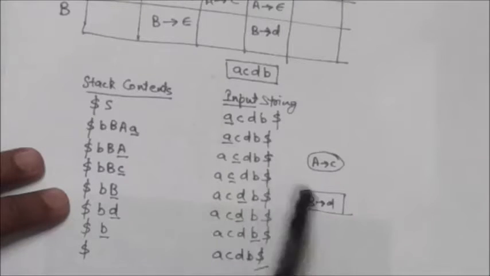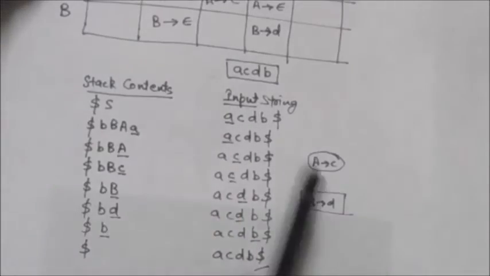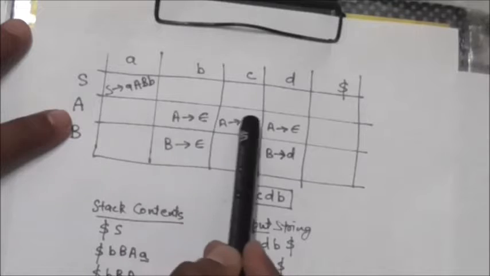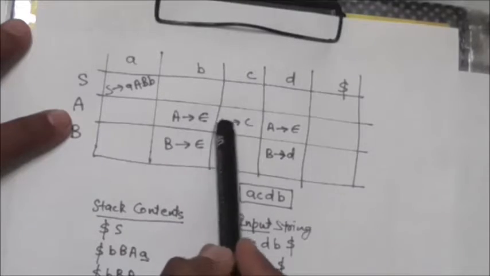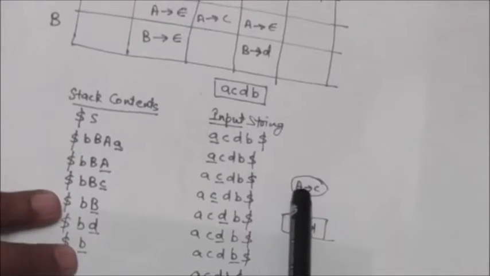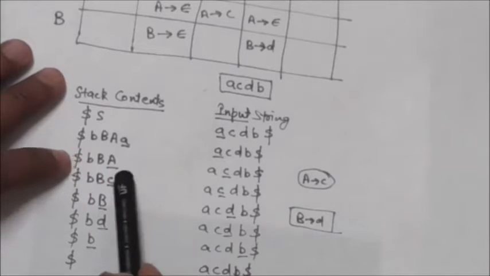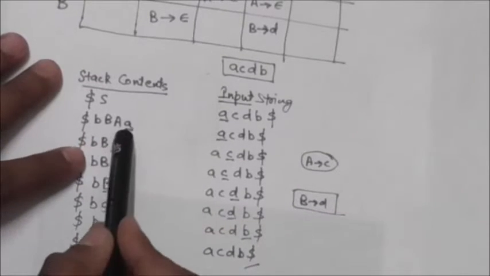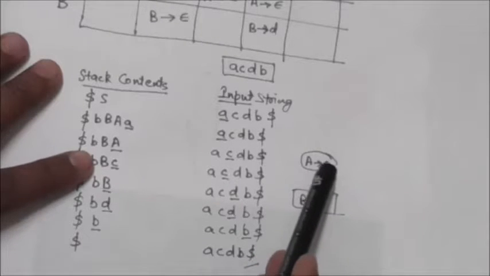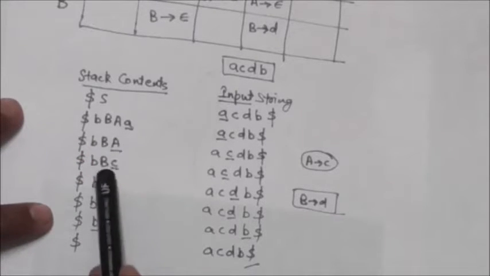So in this case, what we need to do, we have to search this parsing table at row labeled by A and column labeled by C. So at that entry, this production rule is there, A derives C. So what we will do, we will replace A by the right hand side of the production rule in the stack, right? The right hand side of this production rule has only one terminal symbol C, so A is replaced by C in the stack.